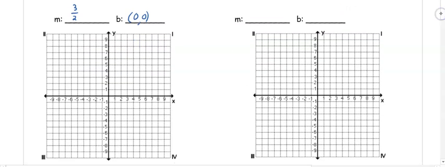So we are going to start at 0, 0. We're going to use the slope up 3, right 2 across the graph. And then we can connect our points with arrows.